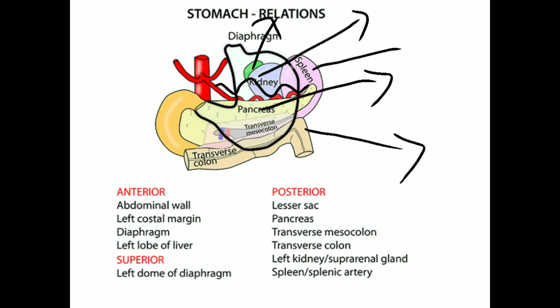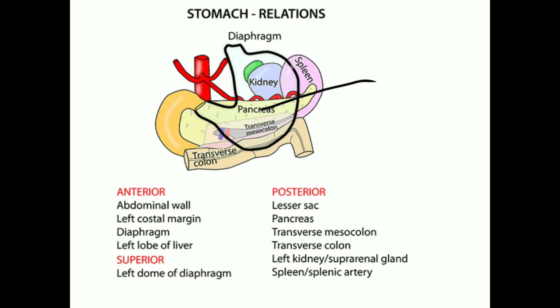Okay, these are the posterior relations of the stomach. So once again, I will tell you what the posterior relations of the stomach are: lesser sac, pancreas, transverse colon with transverse mesocolon, left kidney. Remember, it is on the left side, so you have to mention the left kidney there. Left kidney and left suprarenal gland, spleen with the artery called the splenic artery. These are the posterior relations of the stomach.